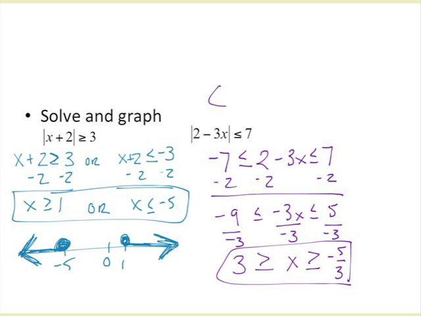On our graph then, we'd want -5/3, 0, and 3. Close circles on each of them and shade between them. Questions on those?